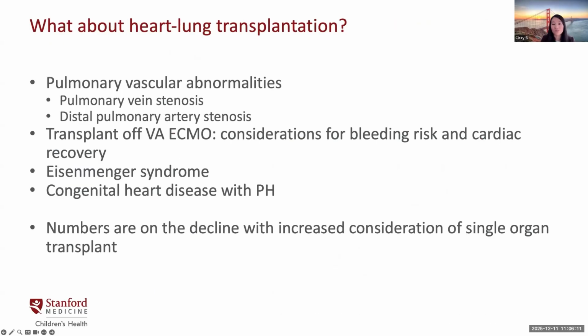And so what about heart-lung transplantation? At our center, we have transplanted and considered patients for heart-lung for underlying etiologies such as bilateral pulmonary vein stenosis, distal pulmonary artery stenosis, for children who have severe pulmonary hypertension, who are on VA ECMO going into transplantation, Eisenmenger syndrome, as well as congenital heart disease with underlying pulmonary hypertension. But on the whole, these numbers are on the decline, including at our center.